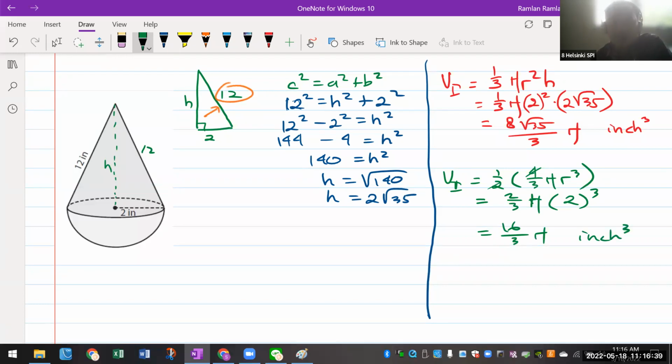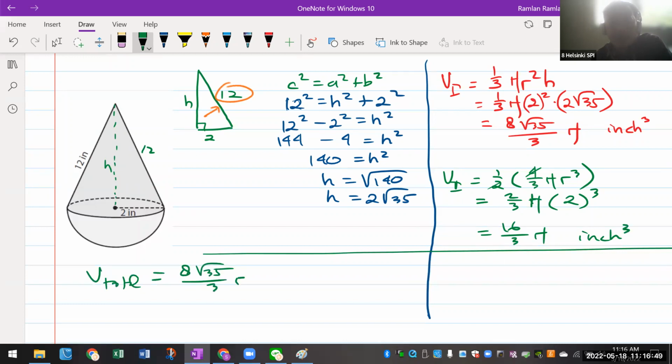Okay, which means the final answer, the total volume, will be equal to 8 square root of 35 over 3 pi plus 16 over 3 pi. And then you can put this into the calculator and you will get the decimal number. If I'm not mistaken, what did I calculate earlier? Let me repeat, guys. So that will be 8 square root of 35 plus 16, over 3, and then you multiply that with pi.